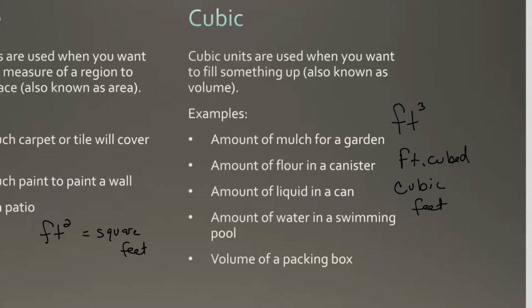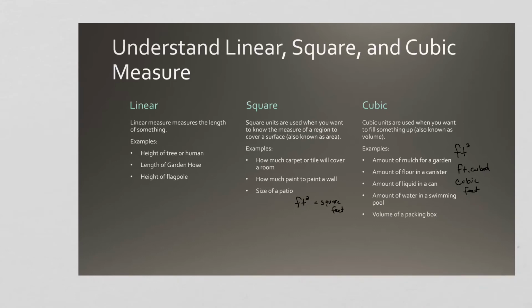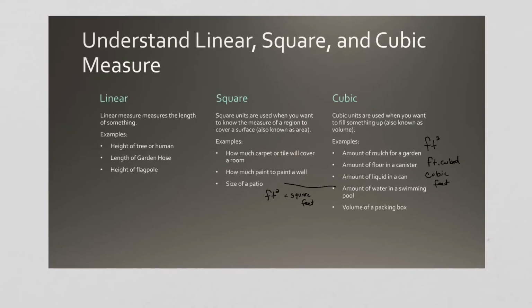So remember, linear is just one dimension. Square is if you're dealing with 2 dimensions, so length and width, or height and width or something like that. Cubic would be if you're filling something up like a flower bed or a bucket.